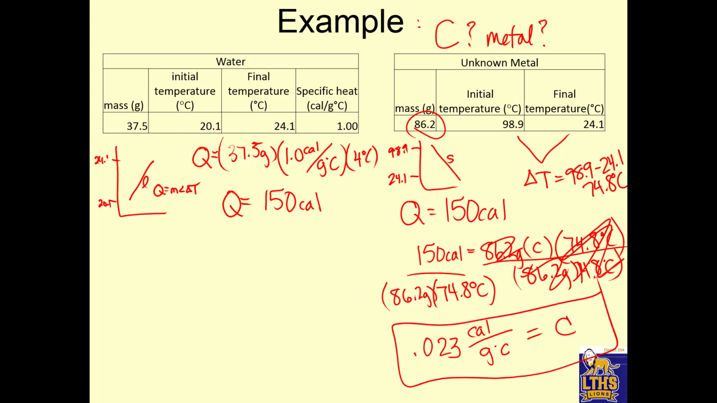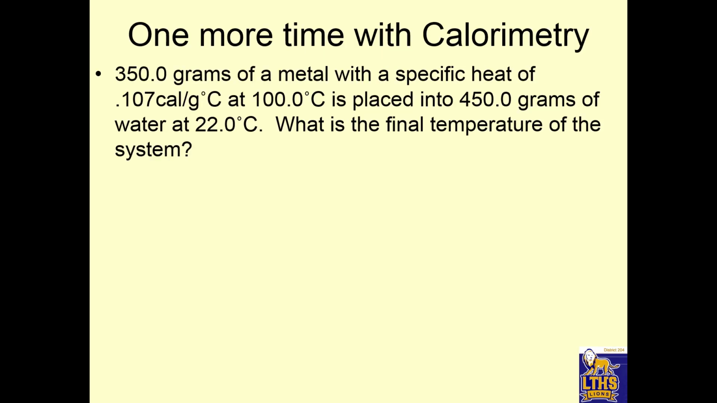I just found the specific heat of a metal because I measured its temperature, measured its mass, put it in some water, measured its mass and its temperatures. Notice the final temperature of both of them is the same. That's how you know heat is done being transferred, is the temperature of both things ends up at the same temperature. Okay, one more time with calorimetry.